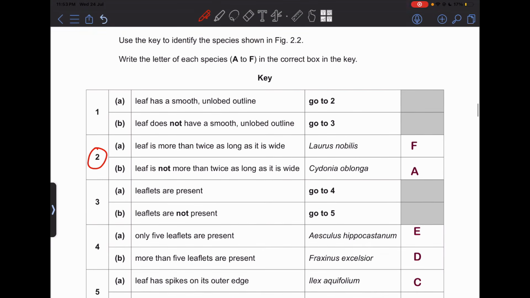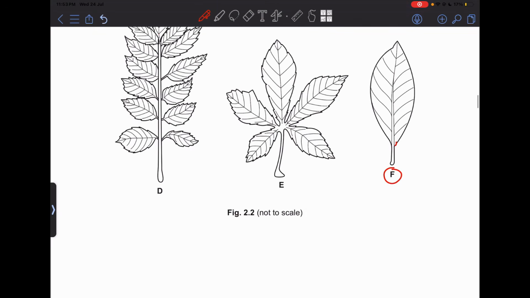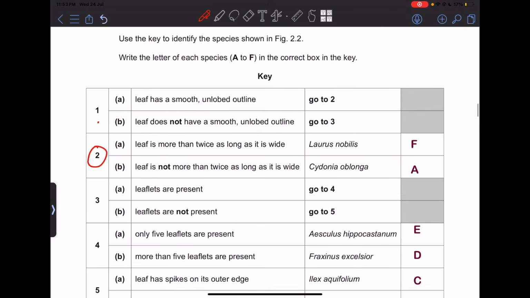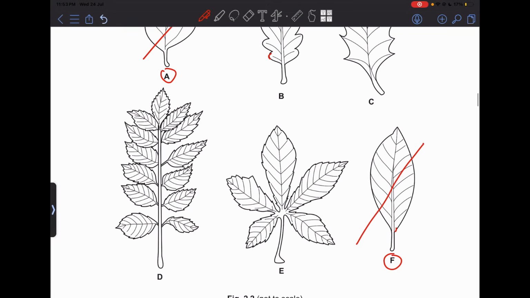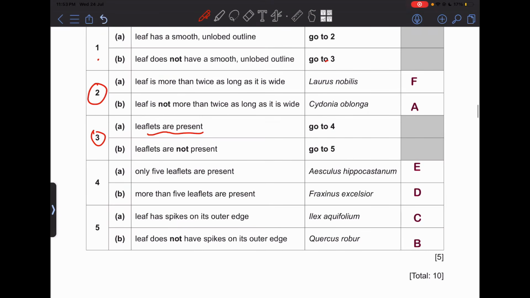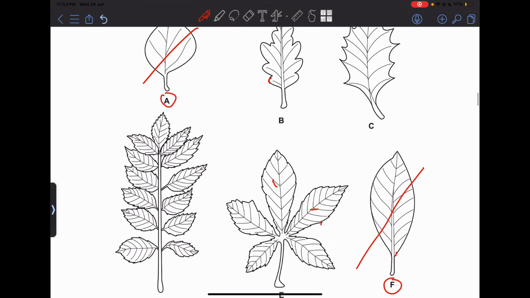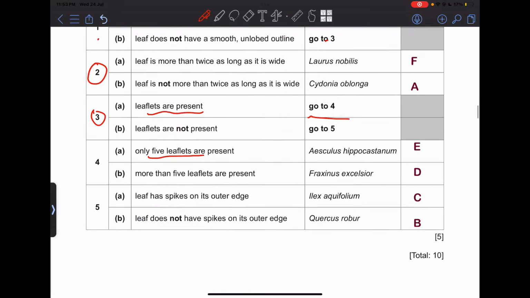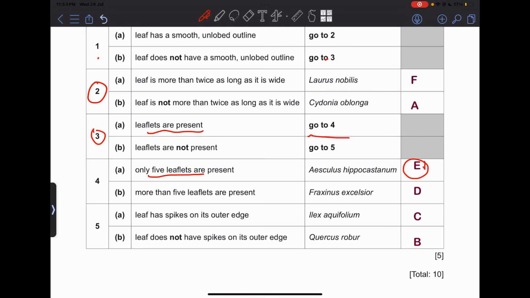Now let's continue back at B. Leaf does not have a smooth or unlobed outline. This is basically the rest of the leaves, so you're going to just cross this one out so you don't get confused. Now let's go to 3 over here. Leaflets are present. Leaflets are like these things. If these are present, you're going to go to number 4. Only 5 leaflets are present. So we're going to count each one. There is 1, 2, 3, 4, 5. This is E, so our answer is going to be E over here because they have 5 leaflets.